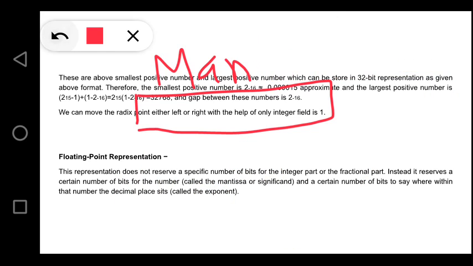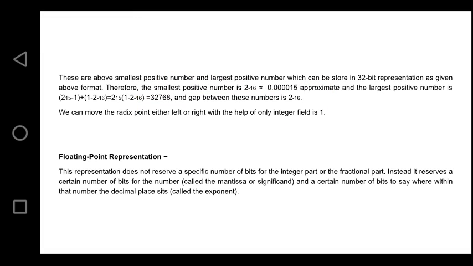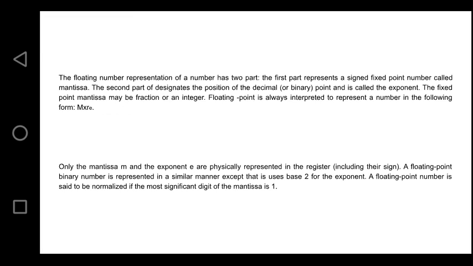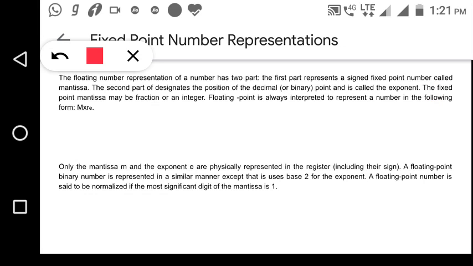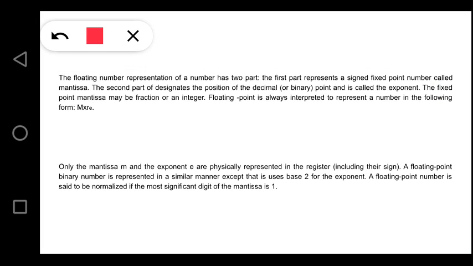I will give an example of fixed point and floating point. The floating point representation of a number has two parts. The first part represents a signed fixed point number called mantissa. The second part designates the position of the binary point and it is called exponent. The fixed point mantissa may be a fraction or an integer.